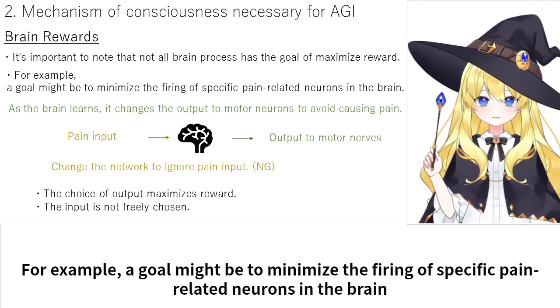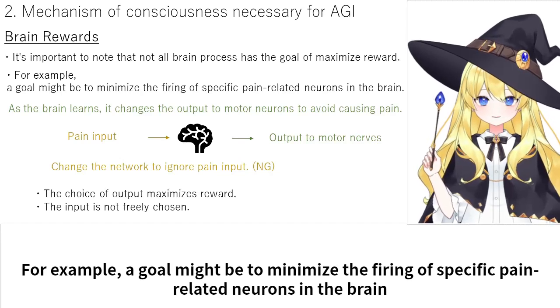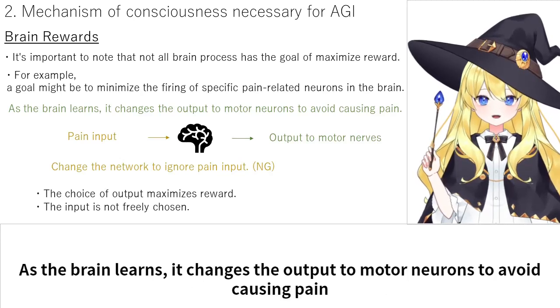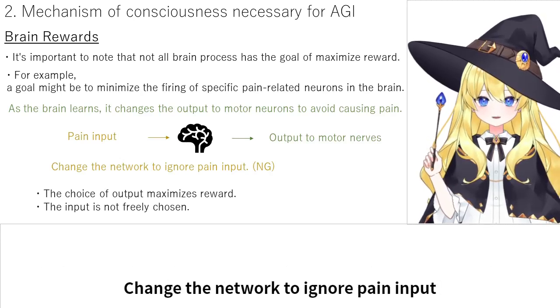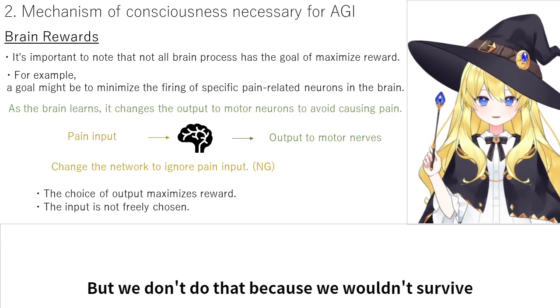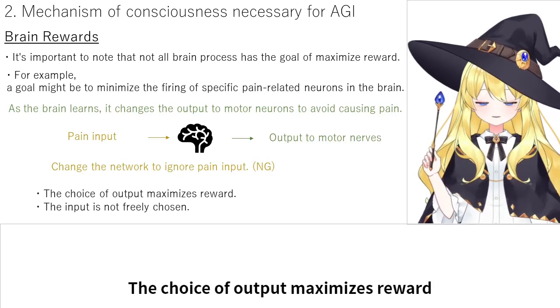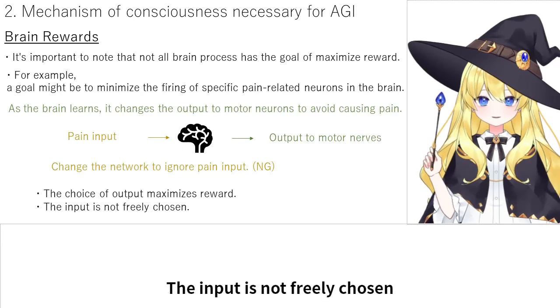It's important to note that not all brain processing has the goal of maximizing reward. For example, a goal might be to minimize the firing of specific pain-related neurons in the brain. As the brain learns, it changes the output to motor neurons to avoid causing pain. There's an easier way to achieve this goal. Change the network to ignore pain input. But we don't do that because we wouldn't survive. The choice of output maximizes reward. The input is not freely chosen.